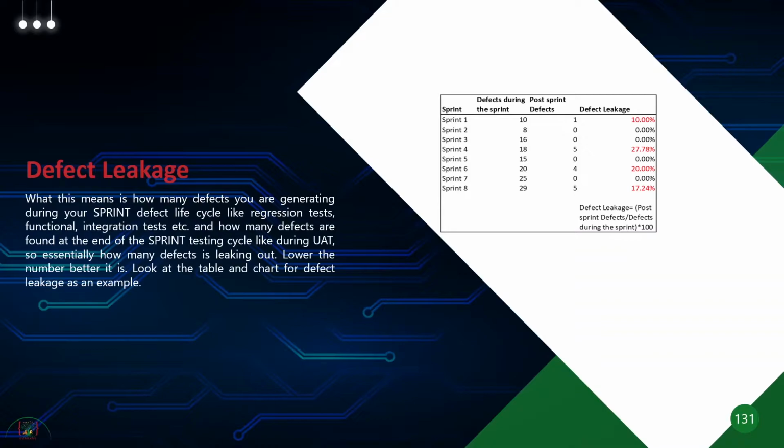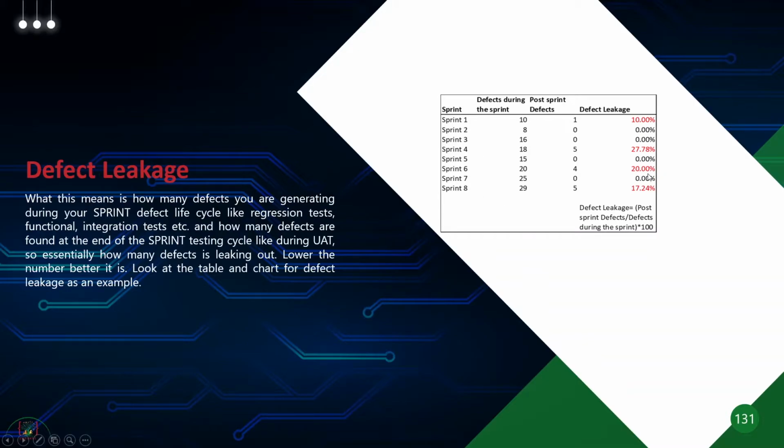So that's defect leakage. It talks about how many defects you didn't find during your regular testing, but leaked out and you found post sprint. Maybe your testing didn't catch the defect and somebody else, like your UAT or some other testing, caught it after your sprint is closed. It's never a good thing to have defect leakage. So your testing should be robust enough that all your defects are found in your particular sprint. Any defects found post sprint will constitute defect leakage.